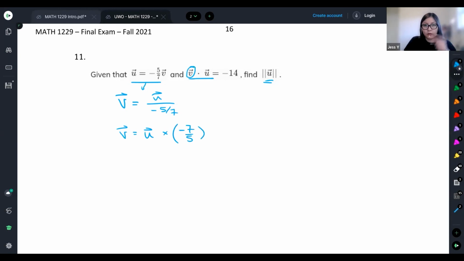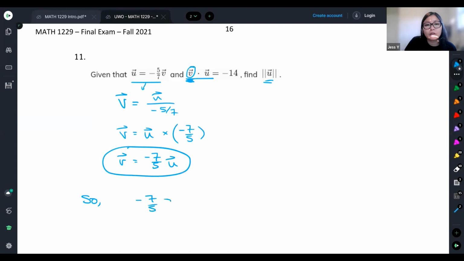Okay, quick reminder for fractions. So that means that v is going to be negative 7 over 5u. All right, now that we know what v is in terms of u, we can put it into this equation. So we know that v dot u, which is now negative 7 over 5u, right? You're just plugging this in, and then the dot product with u is going to be negative 14. Well, still, how does that help us?